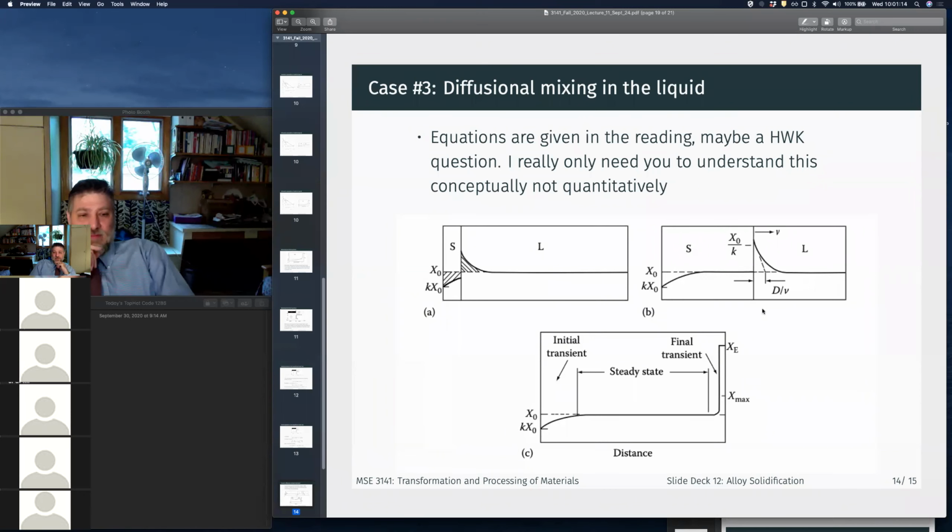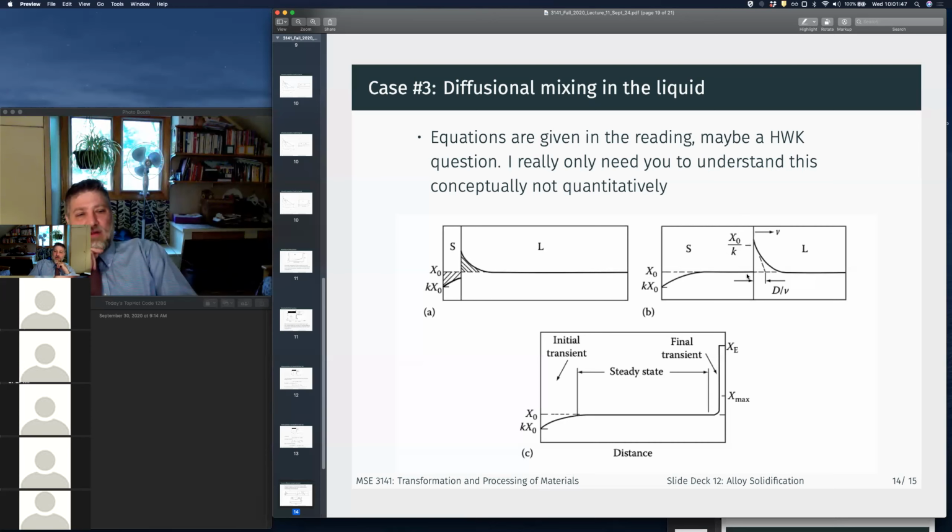So A is equilibrium, B is the rapid cooling? No, this is still assuming only diffusional mixing in the liquid, but A here is at the early stages. And B is the composition of the liquid right in front of the interface, before it gets to X naught over K. Once it does reach X naught over K, we enter this steady state regime.